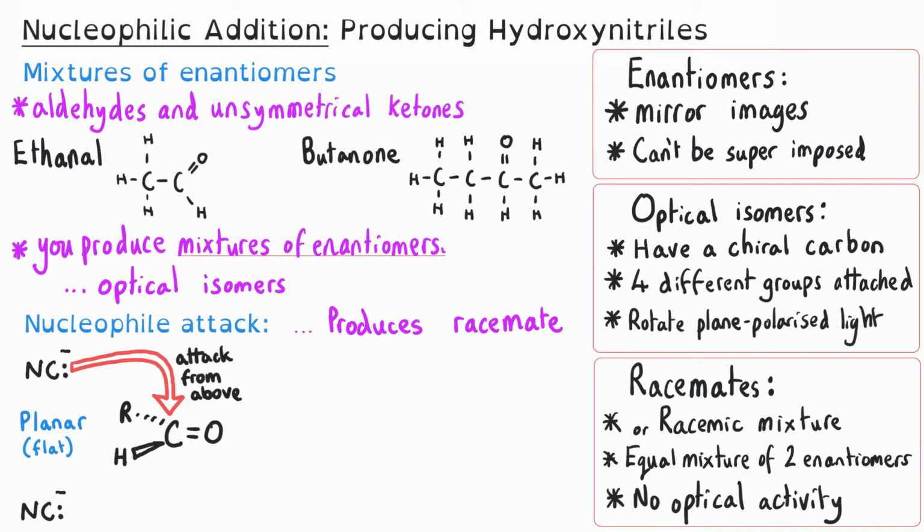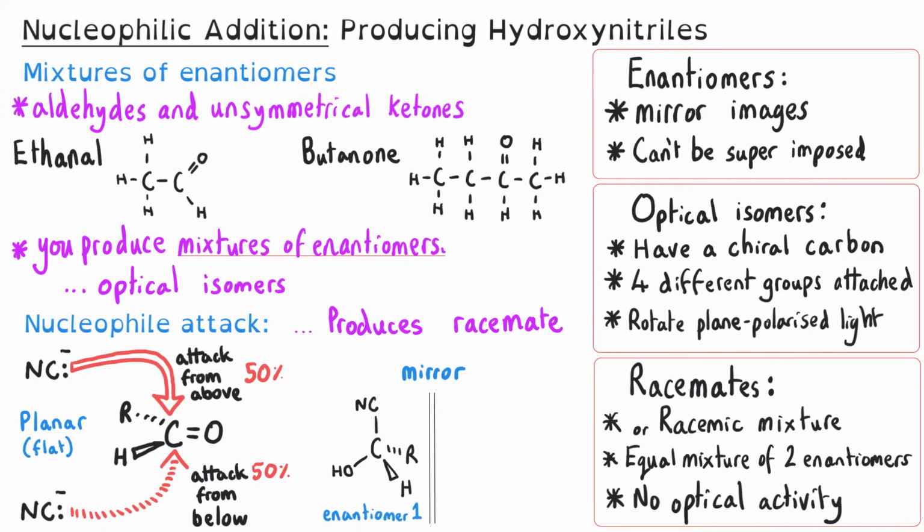And since both of these attacks are equally likely, you will get 50% of the nucleophilic attack occurring from above the carbonyl group. And this will produce one of the 2 enantiomers, and 50% of the nucleophilic attack occurring from below the carbonyl group. And this will produce a different enantiomer. And this means that we end up with an exactly 50-50 attack angle, and so we end up with an exactly 50-50 mixture between the 2 potential enantiomers that could be produced as a result of this nucleophilic attack.